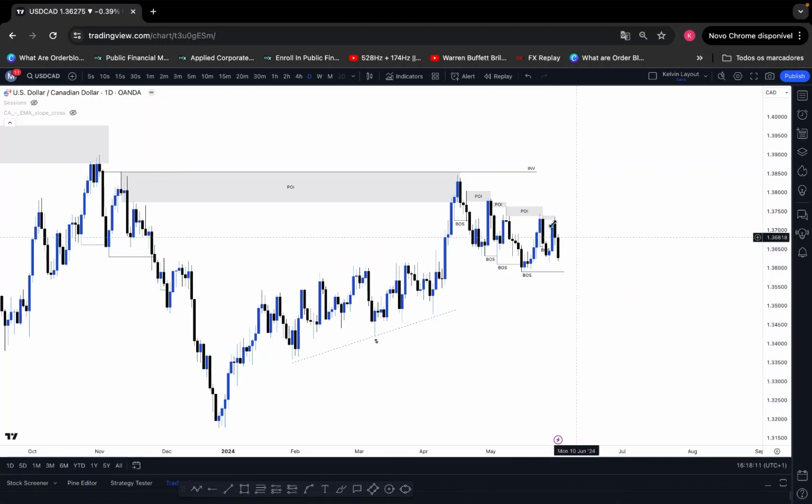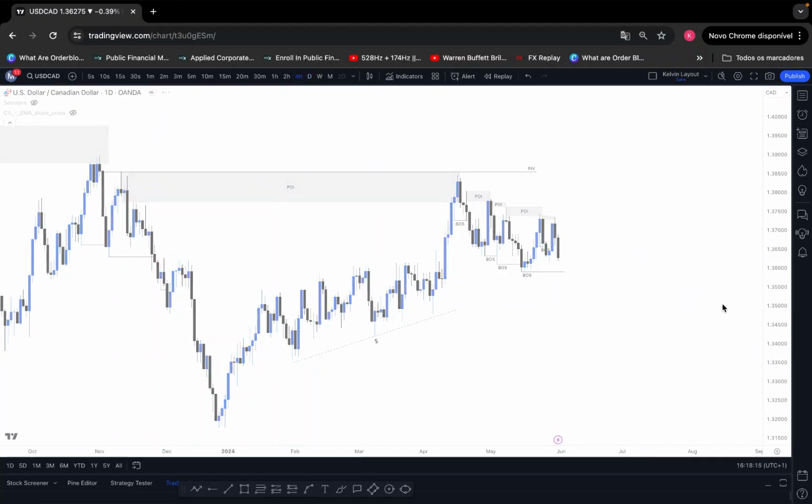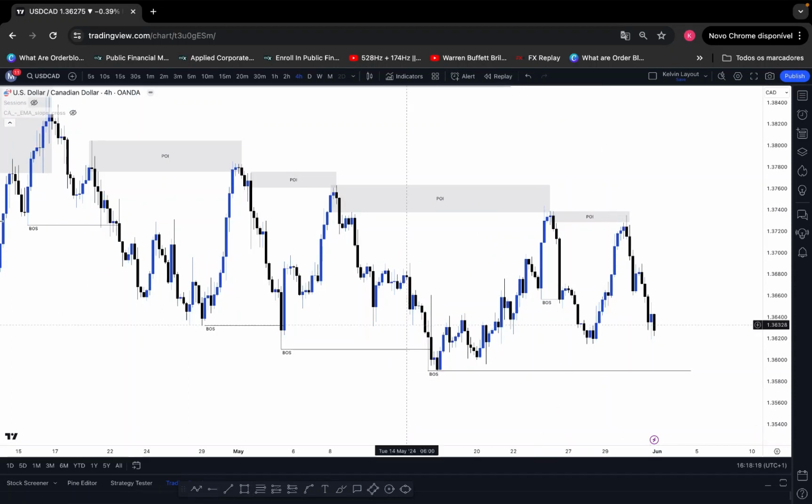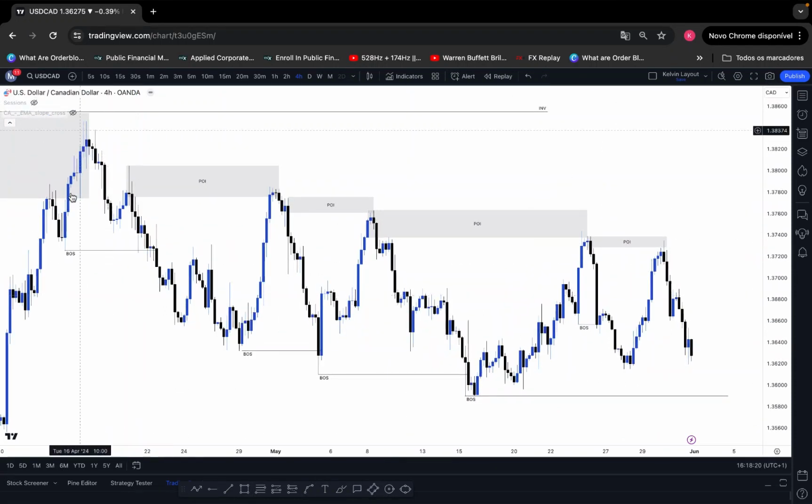So price comes to a daily supply zone. What do we do next? We drop down to 4 hour. We want to see that bearish order flow shift, right? So once price came into that daily supply zone, we can see we had the high, the low, the high. So we had a change of character, mitigation, second break, mitigation, third break of structure, mitigation.